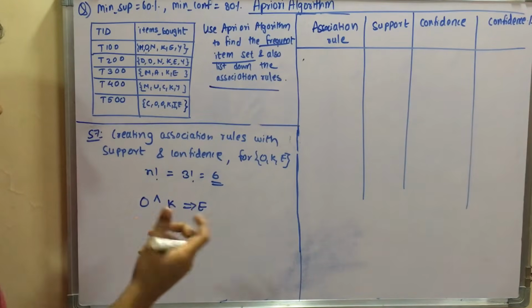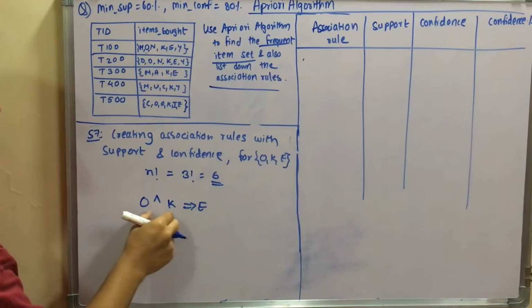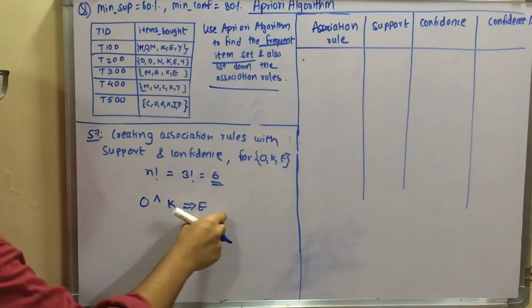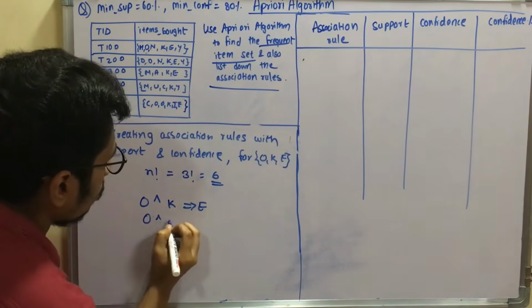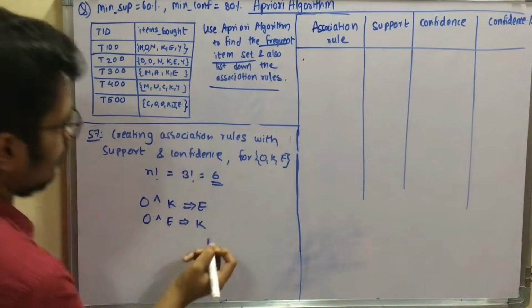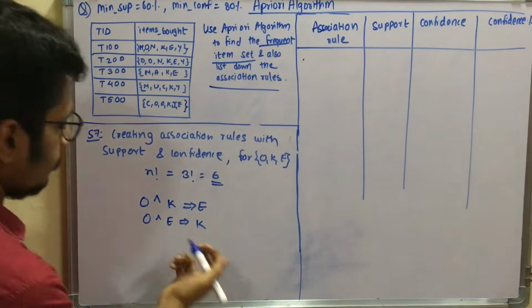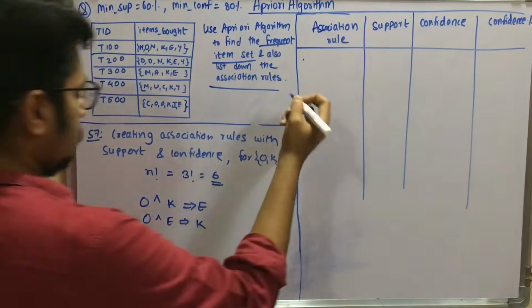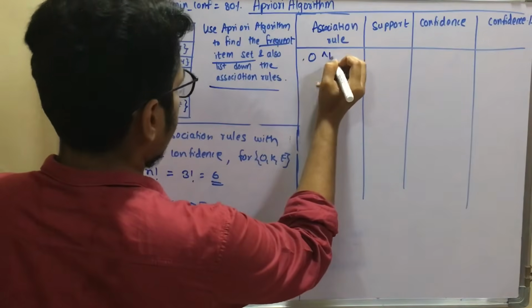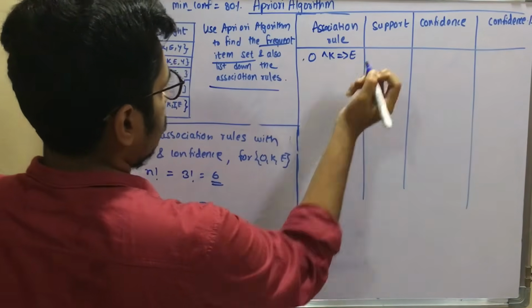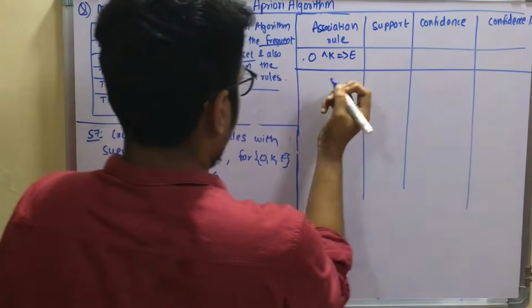So for example, let's take the case of an iPhone, and a customer can also buy a tempered glass, or O into E gives K, like a tempered glass or an iPhone can also purchase a customer the case. You can write it in n number of possible ways, and we'll write it this way, that is O and K gives E, and this is one rule.